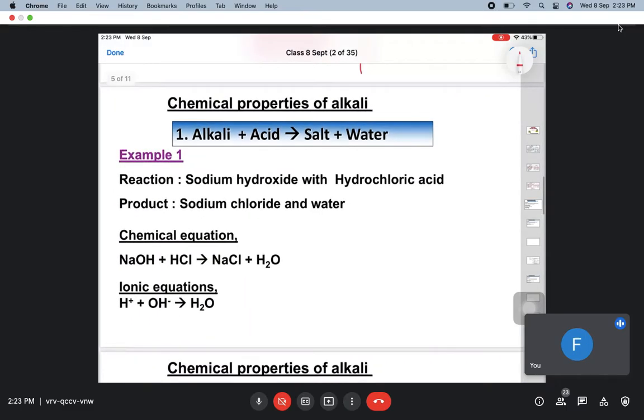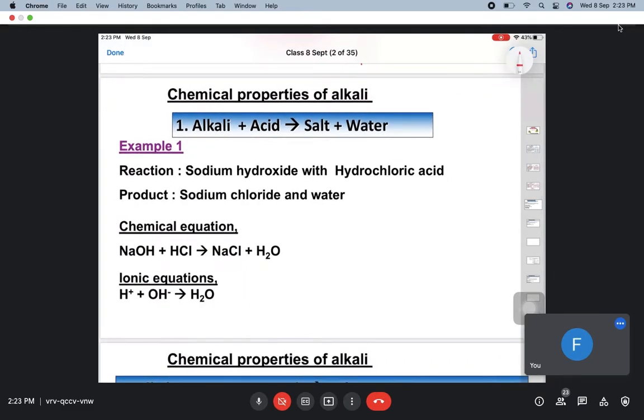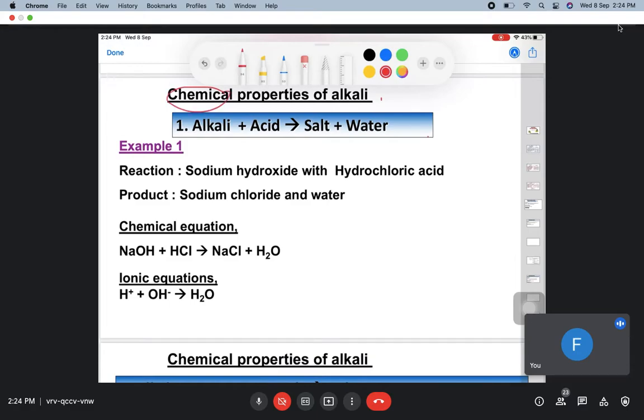Continuation from the chemical properties of acid, today we are going to learn about the chemical properties of alkali. It's the same thing as the chemical properties of acid. It must have what alkali can react with, and we must know the product. Physical properties of alkali: the taste is bitter, pH more than 7, turns red litmus paper to blue. These are all physical properties.